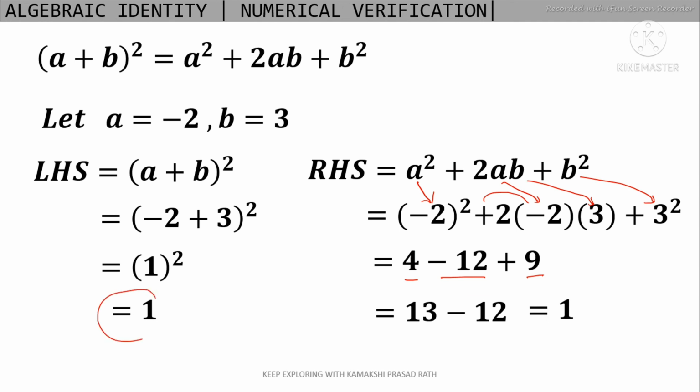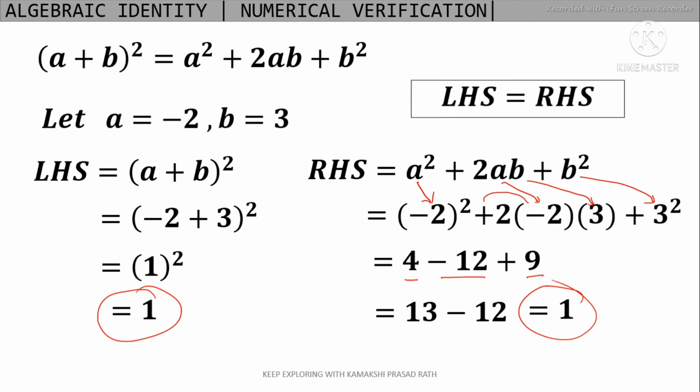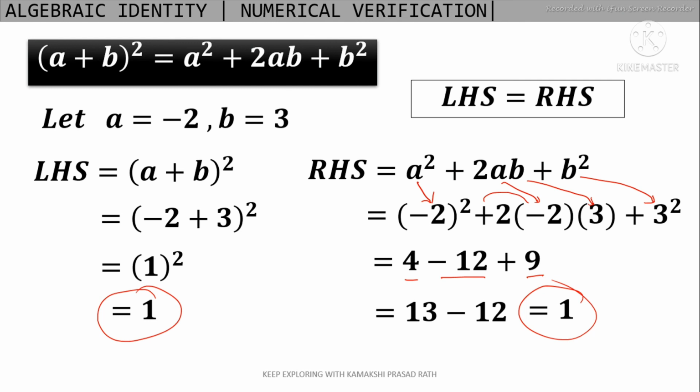So hence we see here left hand side is 1, right hand side is also 1. Hence we can say the left hand side is equal to right hand side. So we finally get the answer: (A plus B) whole squared is equal to A squared plus 2AB plus B squared, and it holds true for any number we take. That's why it is called an identity. So (A plus B) whole squared is always equal to A squared plus 2AB plus B squared. Whatever you substitute in place of A and B, this identity holds true for all.